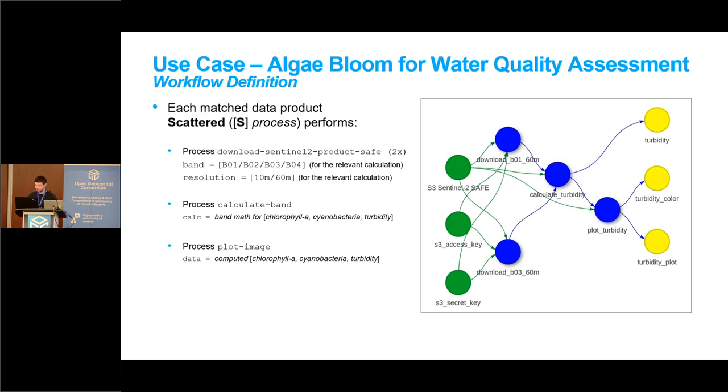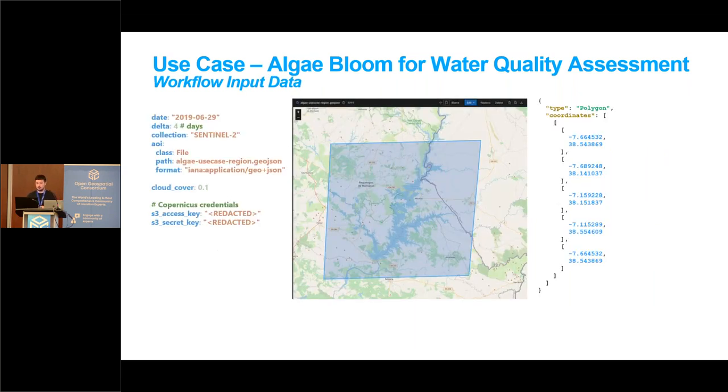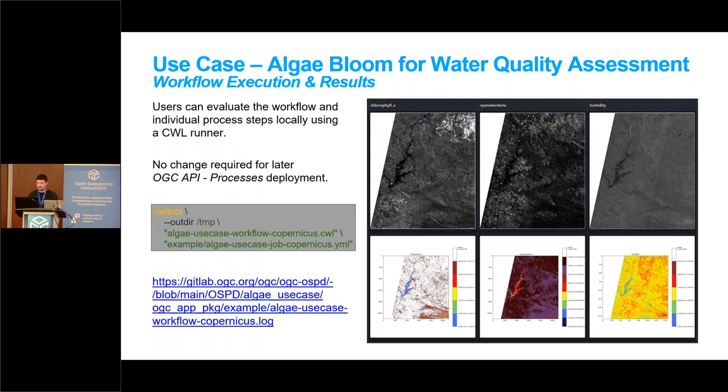So here's an example of the use case area of interest that we use for this demo. So we can see a lake where historically there was known presence of issues with water quality. And when we take that workflow that was defined using CWL, the user is able then to run this operation on his machine to validate that the results, the applications are performing as intended.